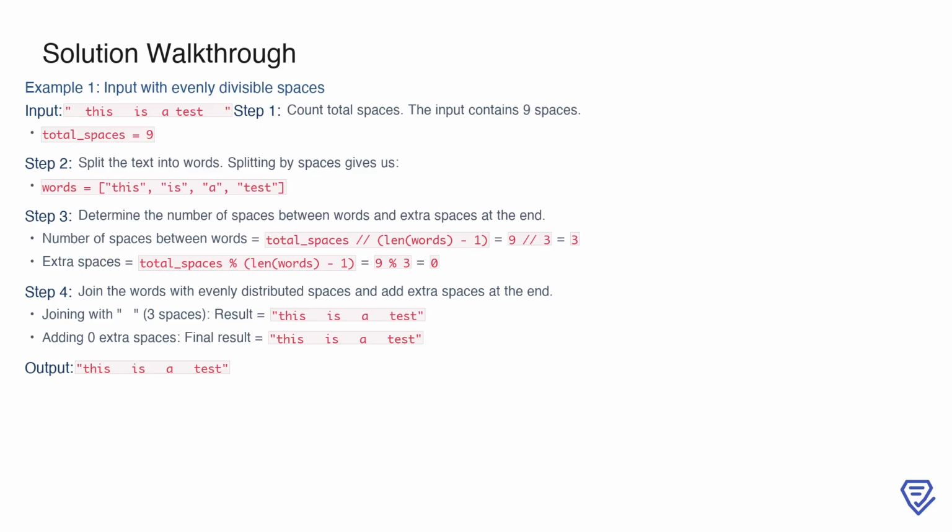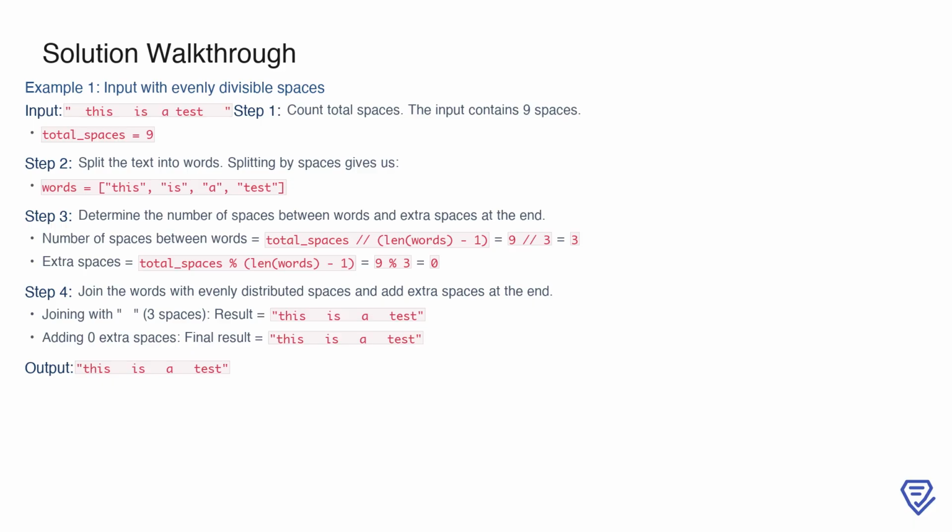The input string is "this is a test," and the first step is to count the total number of spaces. By examining the string, we find there are 9 spaces, so we store this in the variable total_spaces. Next, we split the string into words using Python's split function, which removes all spaces and gives us the list "this", "is", "a", "test". With the words extracted, we calculate how to distribute the spaces.